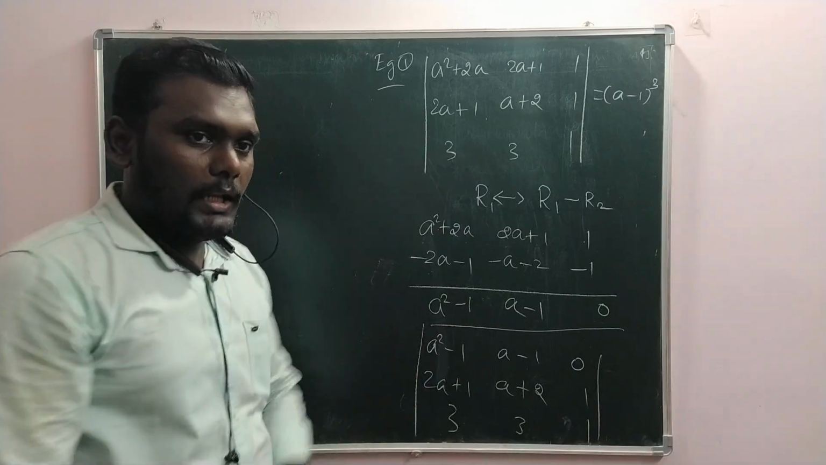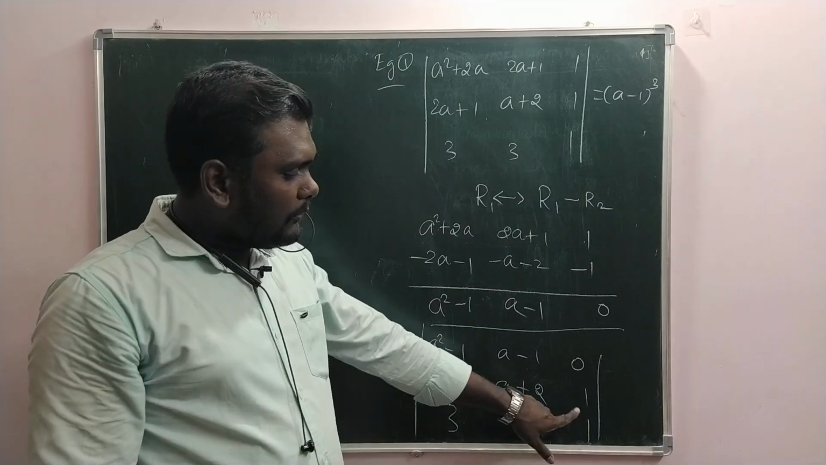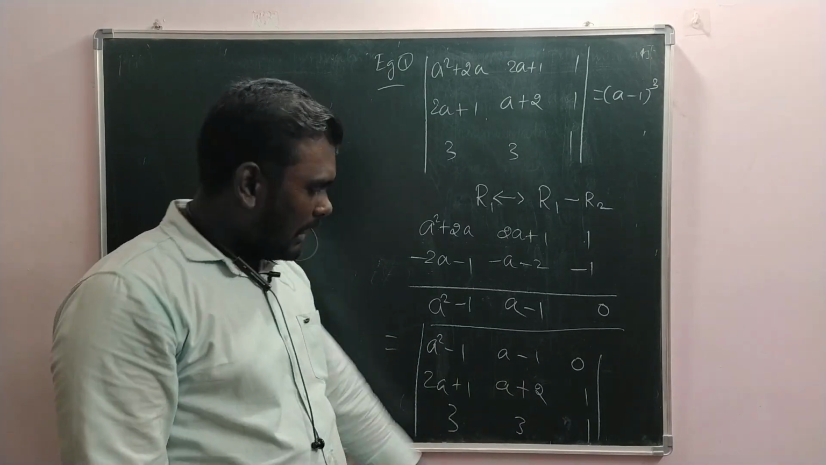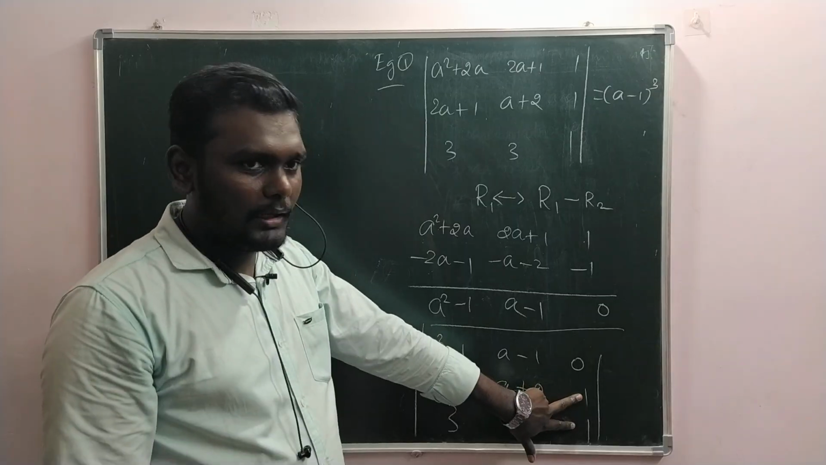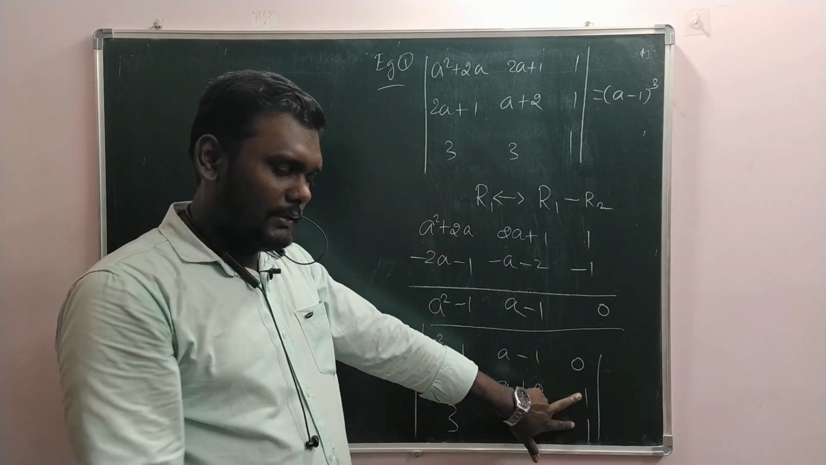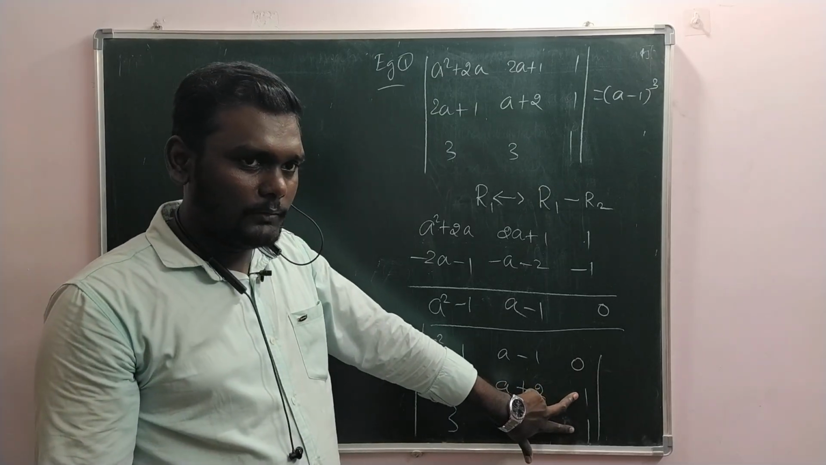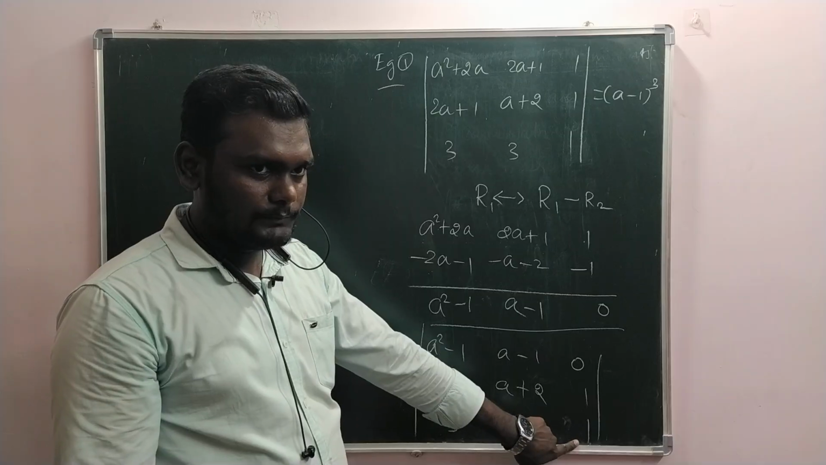Now again, using the elementary row or column operations, we should make another element 0. Again these two can be subtracted, right? We can get one more 0 in the same column. Also, if you take the determinant along this column, that would be easy. So first make any one of these 0. I am making this one 0.